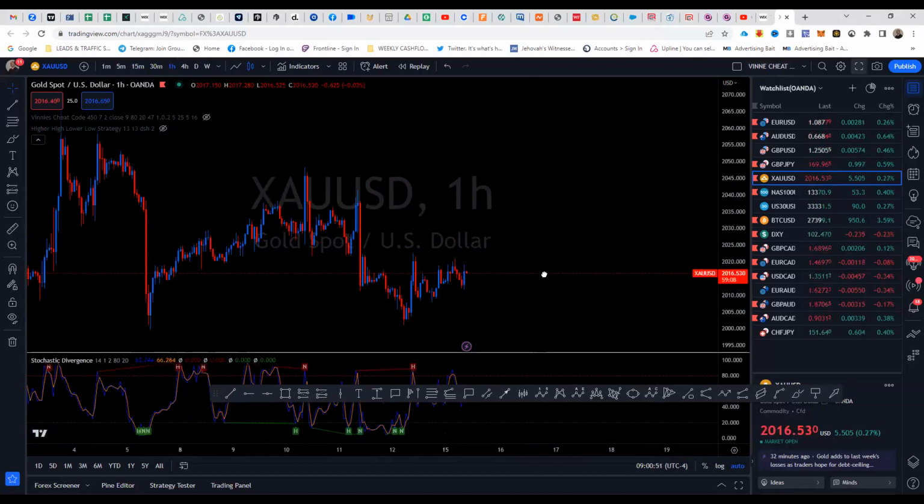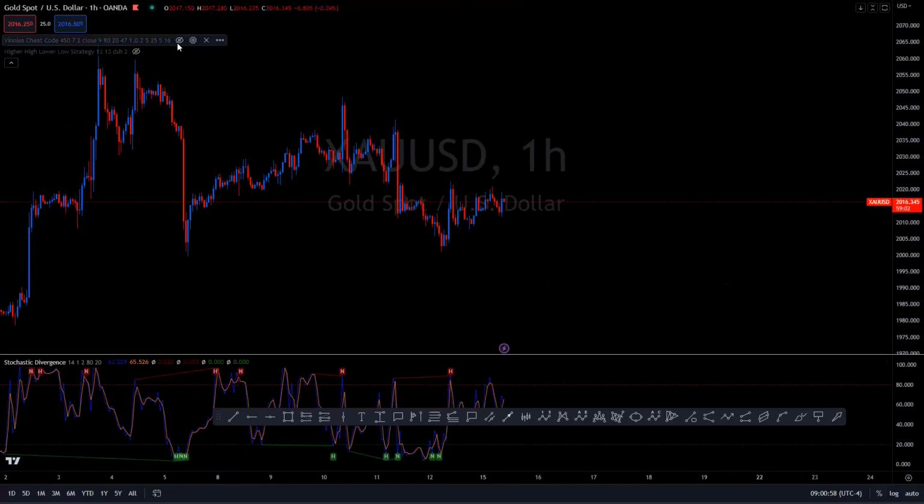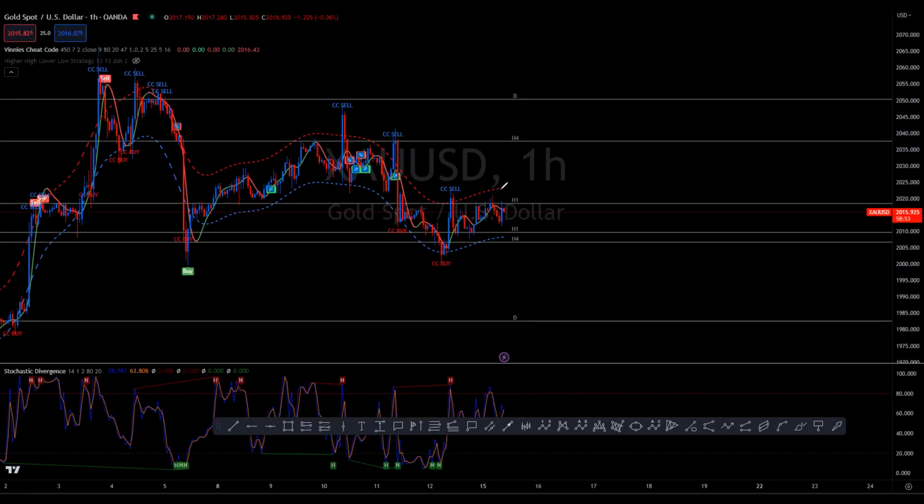So we want to implement the G.S.A strategy. First things first, we are going to turn on the cheat code indicator. At the current moment, we don't have a buy or sell signal, and price is not sticking out of the Bollinger Band. So we wouldn't trade this at the 1 hour if we did an intraday trade.